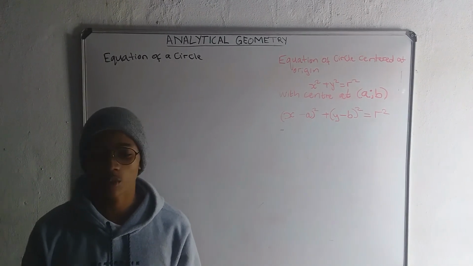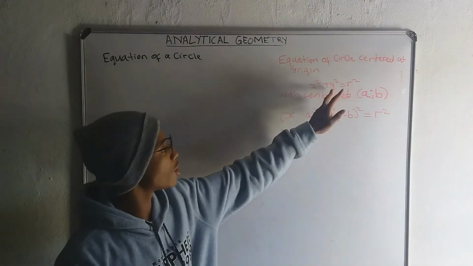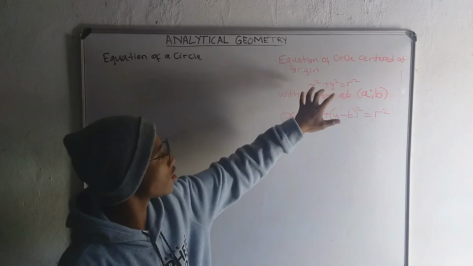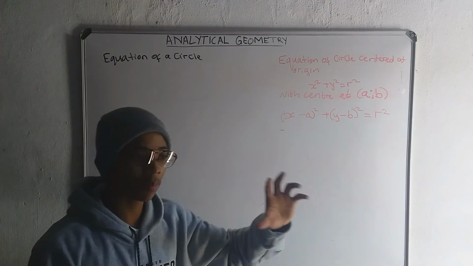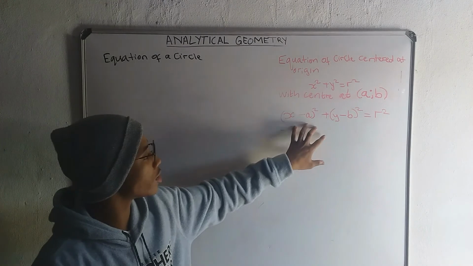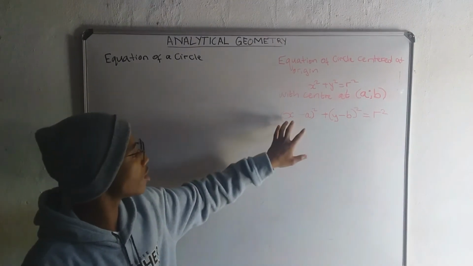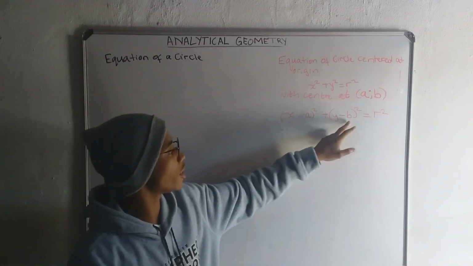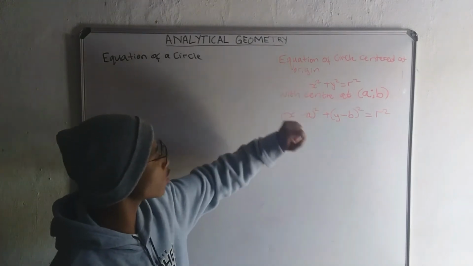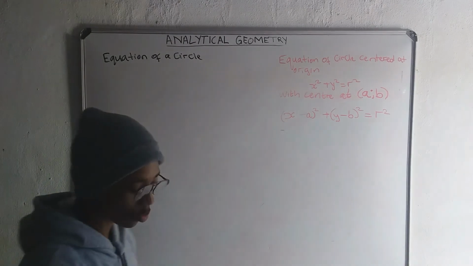This is how we get an equation of a circle. Remember, we have two equations of a circle, being x squared plus y squared equals r squared, that is when your circle is centered at the origin (0, 0). And then we have another equation of a circle when your circle is centered at (a, b). So this is (x minus a) squared plus (y minus b) squared equals r squared. So we need to understand how we came about with x squared plus y squared equals r squared and how we came about with the second equation.